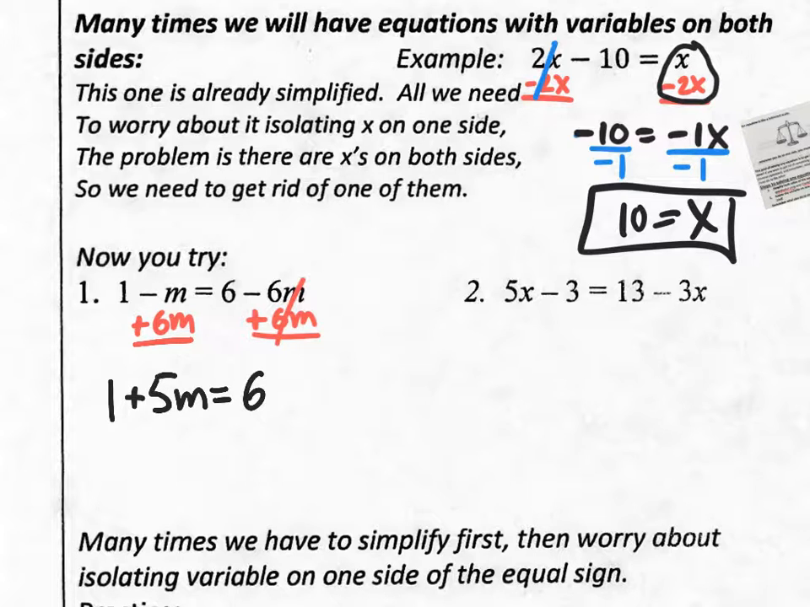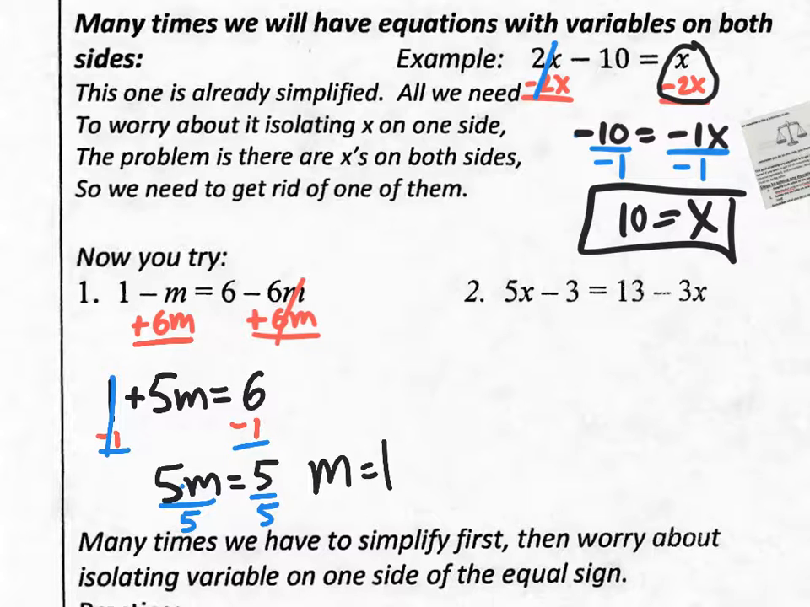Now we have our equations that we're used to with the variable on one side. So let's get rid of the 1, which do to one side, do to the other side. Let's rewrite what we have left. 5m equals 5. That is because right here they canceled out and 6 take away 1 is 5. Now for my final step, I recognize that I'm multiplying 5 times m. So to get rid of that, I divide by 5. And of course, I'll have my final answer, m equals 1. Let's move on to the next one.